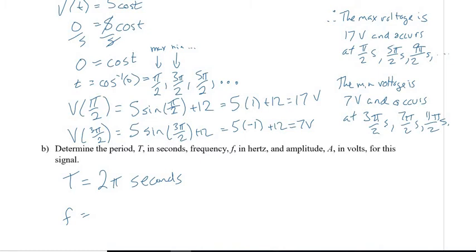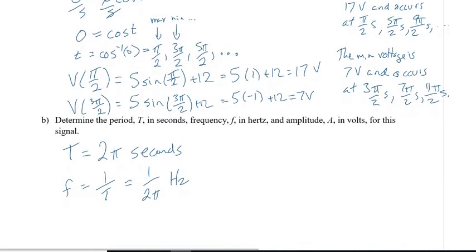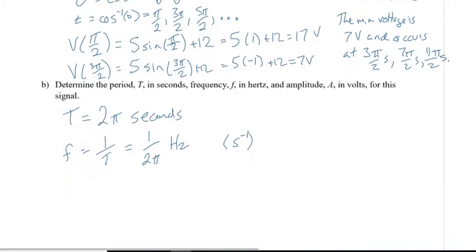The frequency is just the period, and we just take its inverse. So 1 over T, that's going to be 1 over 2 pi hertz. Oh, and by the way, sometimes people use the unit seconds to the -1 instead of hertz. So if you ever see that, that's what that means.